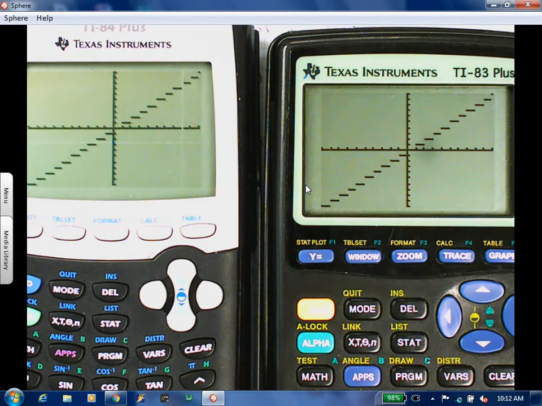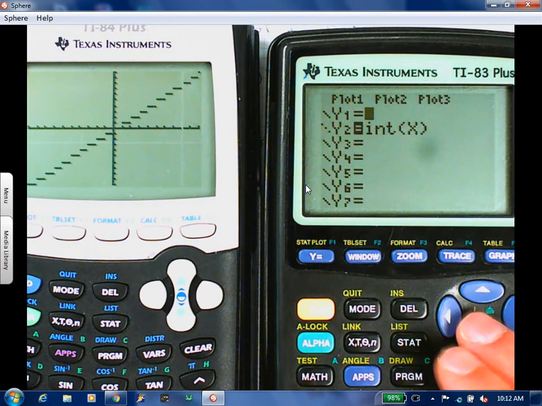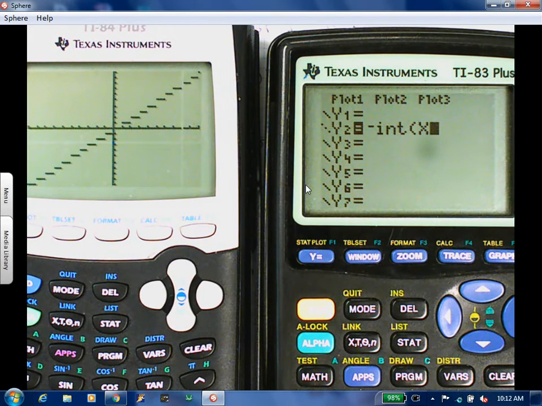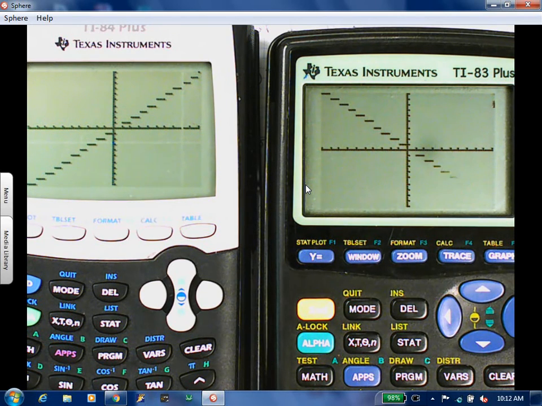So what would happen if I put a negative on the outside of the integer? Let's use our math terminology. It would reflect over the x-axis. You got that confused on the last assignment. It's going to reflect over the x-axis, so now your steps are going down. So now you can go downstairs.